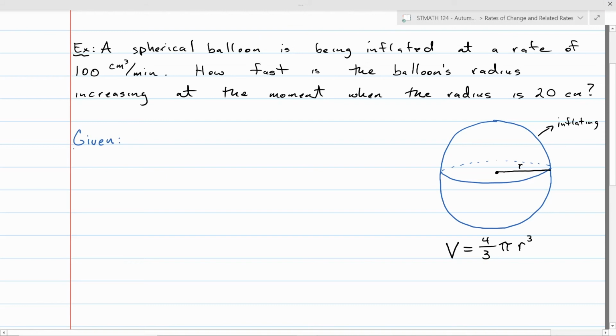So it's usually a good idea to write down what you're given in the problem. The main bit of information I'm given is that the balloon is being inflated at a certain rate. Well, notice that rate, 100 cubic centimeters per minute, the numerator there is volume, and the denominator is time. So you can tell from the units being given that what I'm being told is what the derivative of the volume is with respect to time. I'm being told that dV/dt is a nice steady 100.